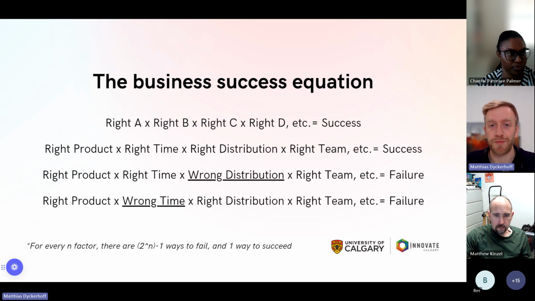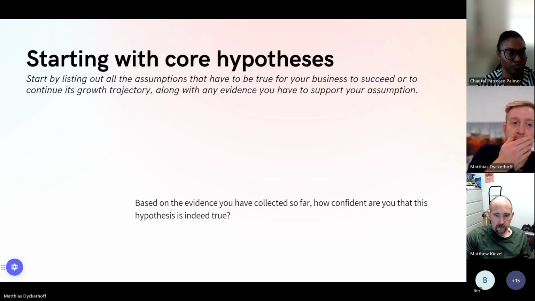And so I'm going to suggest a way to really de-risk this equation in your business as well, so that you can be more successful at launch and build a more successful business.